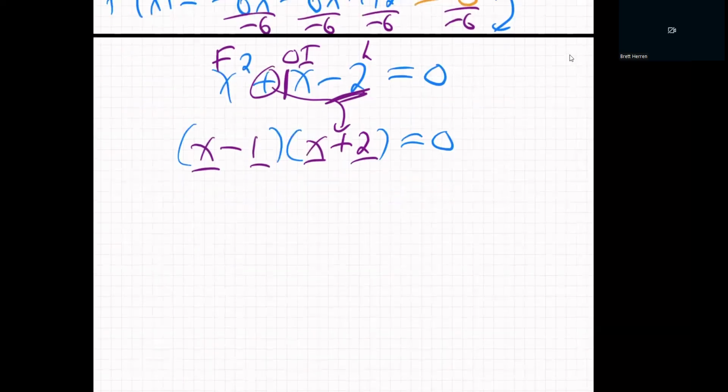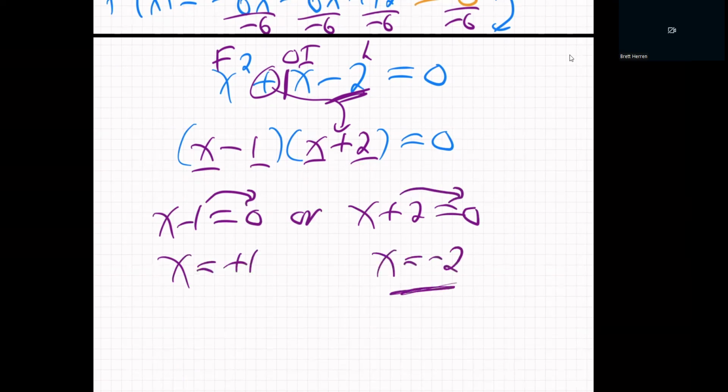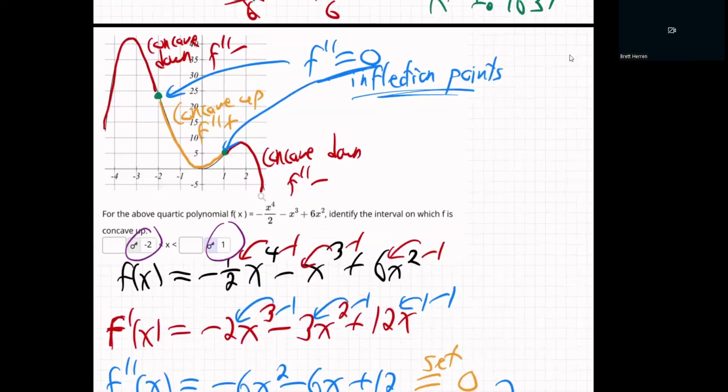So there we go. Then set each factor equal to 0 separately, because if two things are multiplying to be 0, either one could be 0. You know the drill from here. Jump it over, just change signs. Plus 1, negative 2. There are the two x values, the two answers they got. So that's right here, and that's right here: minus 2 and plus 1. Those are the two inflection points, the places where the second derivative is zero.